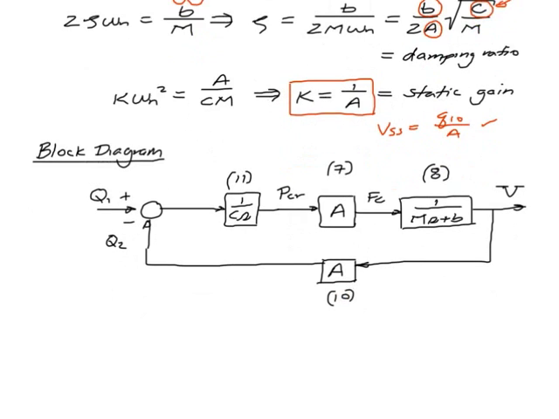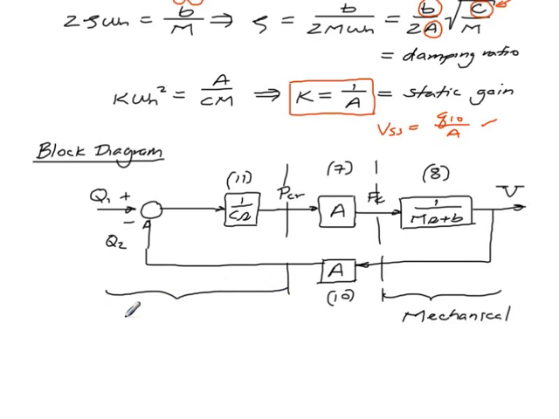In this form, it's relatively easy to pull apart from where things come. This side here, that's our mechanical side. We developed that part of the block diagram from Newton's second law. The far left-hand side is the hydraulic contribution. And in between, we have our coupling. This is a coupling that exists between the mechanical and the hydraulic components.